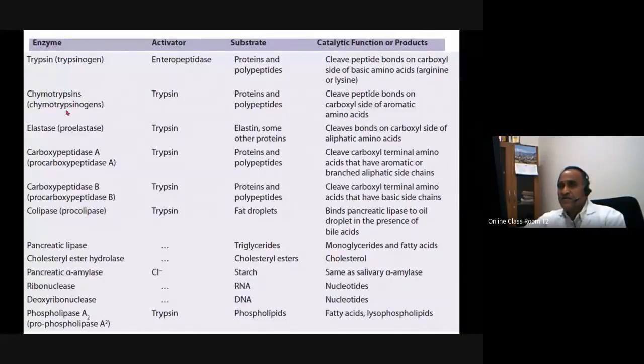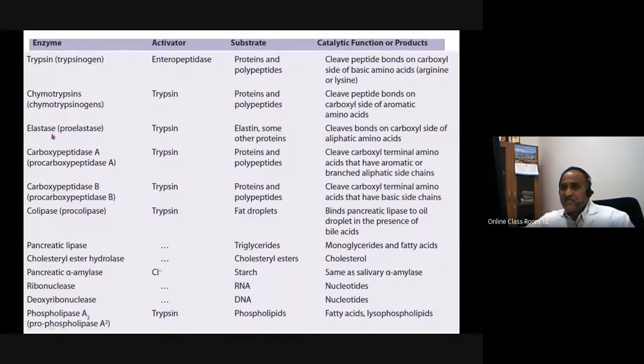Chymotrypsin is present as chymotrypsinogen, and it is activated by the trypsin, because now the trypsin is taking the role, and this will act on the proteins and polypeptides. And where it acts, it cleaves the peptide bonds on the carboxyl side of the aromatic amino acids. Here, if you are looking at basic amino acids, the aromatic amino acids are the amino acids with the benzene ring.